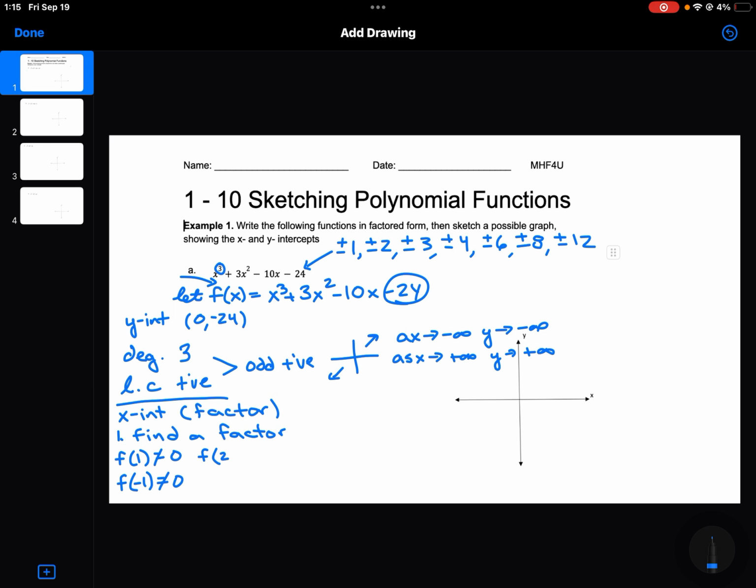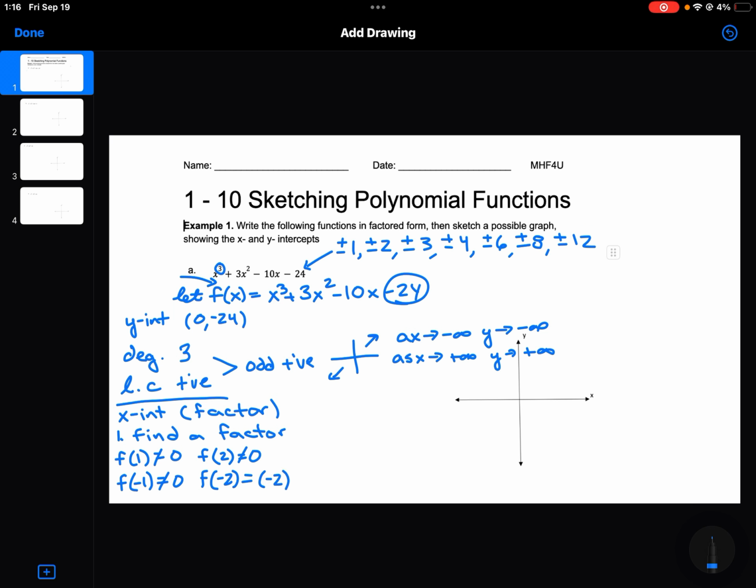The next one I'm going to try is 2. Again, I am substituting 2 into the equation. 2 cubed plus 12 minus 20 minus 24. That is also not going to be equal to 0. I would check that using your calculator if you can't do that mental math. Then I'm going to move on to negative 2. I don't need to try 12 and 8 because those numbers are really big.